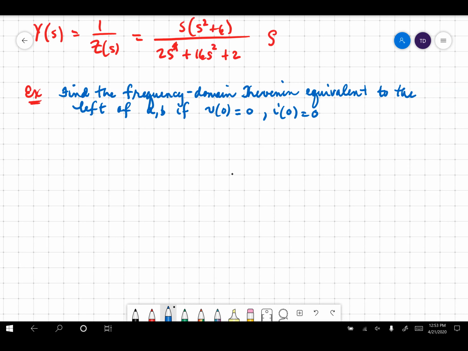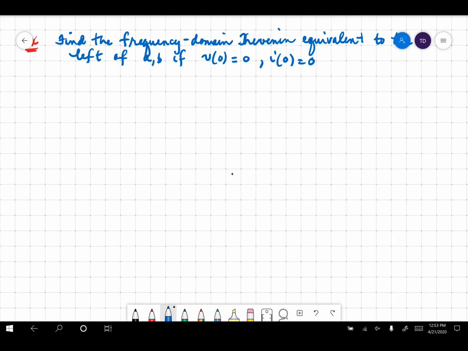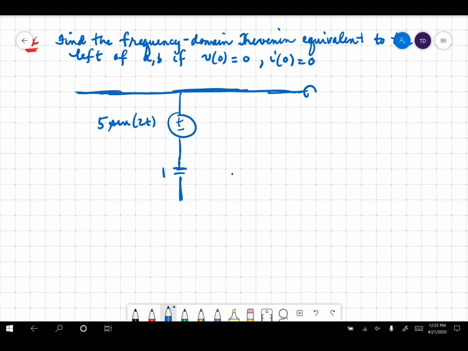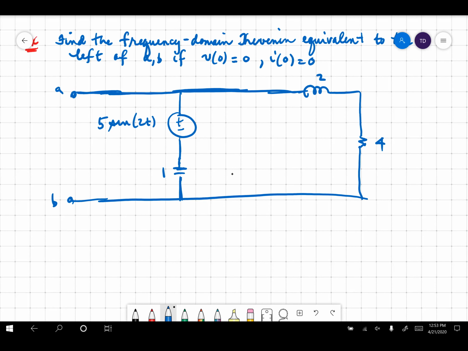Okay, so let's take a look at what this circuit looks like. We have a source, 5 sine of 2t. A capacitor, which is a 1 farad capacitor. And then over here, we have an inductor, 2 henries, and a resistor, 4 ohms. Terminals A, B.